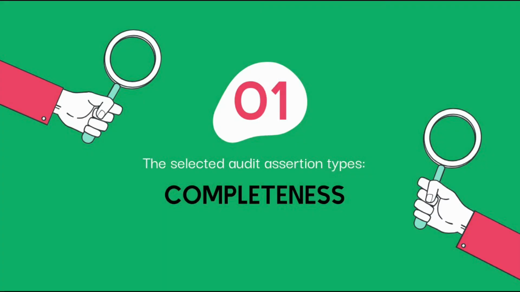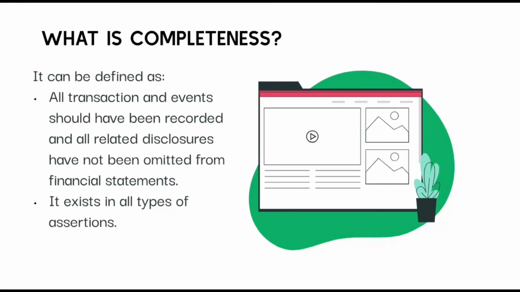So, the selected audit assertion type that we have chosen is completeness. In this section, we will explain more about completeness in audit. What is completeness? It can be defined as all transactions and events should have been recorded and all related disclosures have not been omitted from financial statements. It exists in all types of assertions.